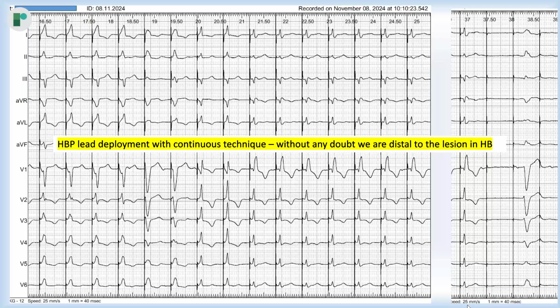Of right bundle branch morphology. And this is a nice puzzle, because you see, when we stopped pacing or lowered the output, we have left bundle branch conduction. I was thinking we'd have a complete left bundle block, because now we have right bundle branch block, and the patient had left bundle, we should have asystole. No, the supraventricular conduction is with left bundle, and when you pace the His, it's right bundle, but it is without any doubt an indication that we are distal to the lesion in the His bundle, because we have right bundle branch block. So we are distal to the lesion, which means the lesion is proximal.